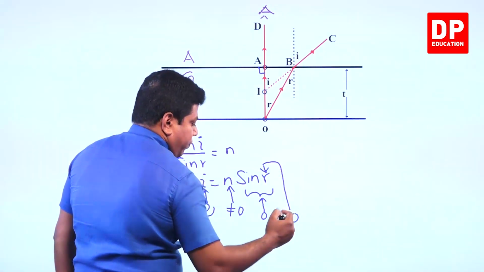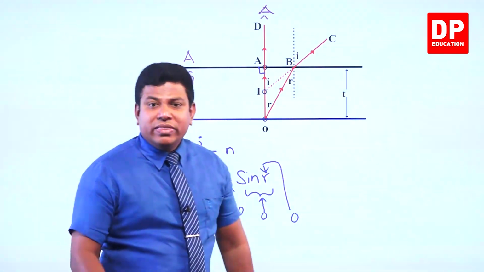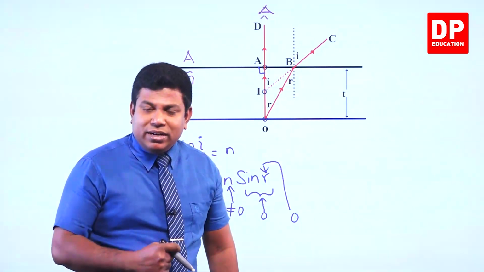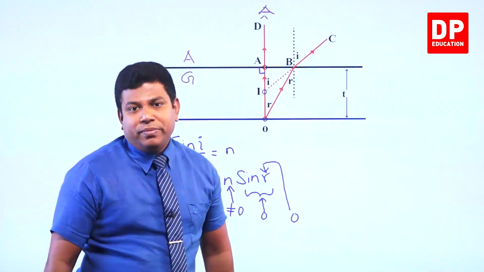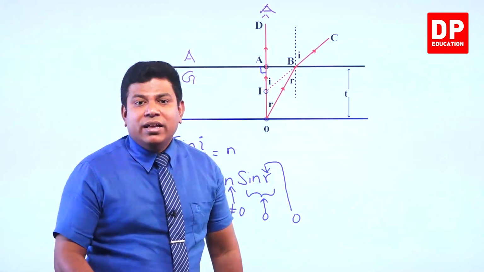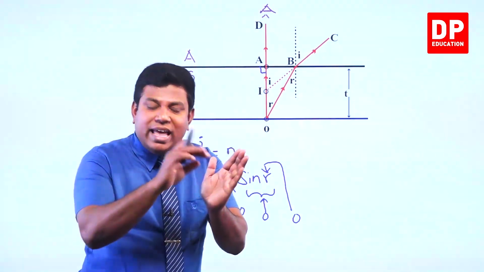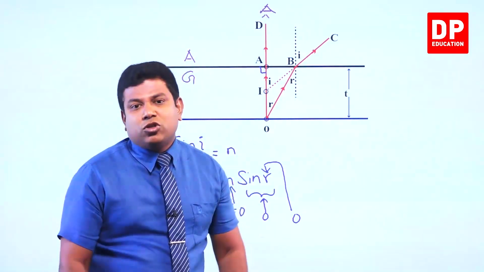R is also 0. R is 0 means what? The refracted ray should not have an angle with the normal. Why? What is R? The refraction angle. The angle between the normal and the refracted ray also has to be 0.